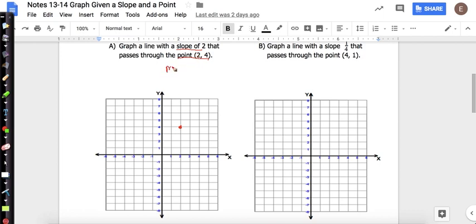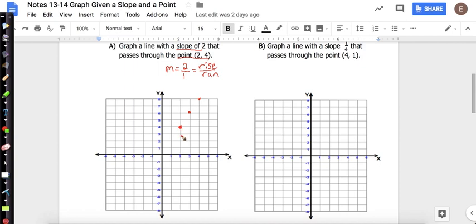So let's write m equals 2. Is that a fraction? No, so I can put a 1 underneath. And remember, we'll label our rise and our run. Okay, so we got positive 2, positive 1. So we're going to go up 2 over positive 1, up 2 over positive 1. And I can't go any further in that direction. So I'm going to go back to my original point.